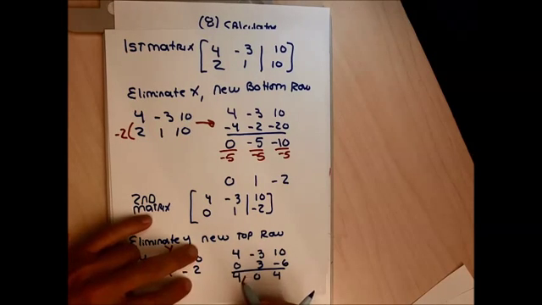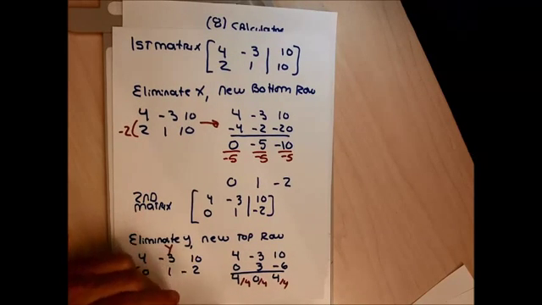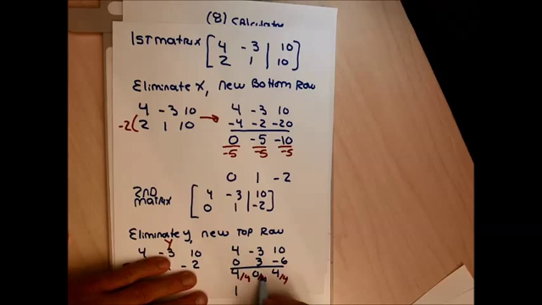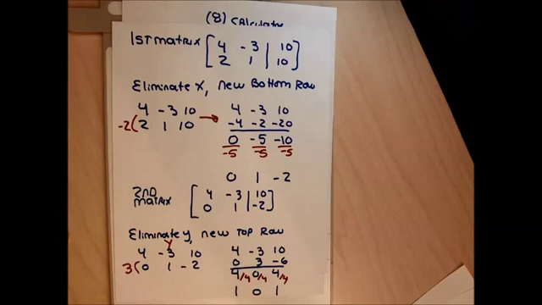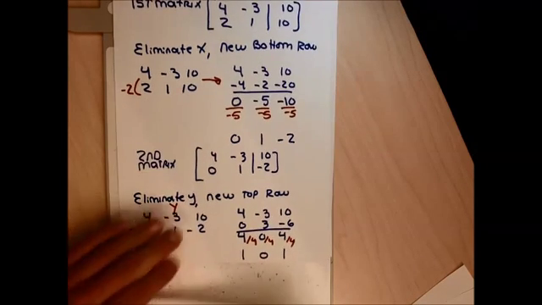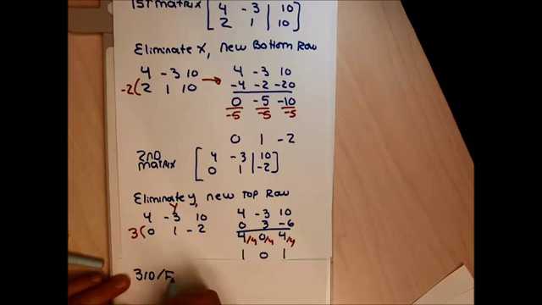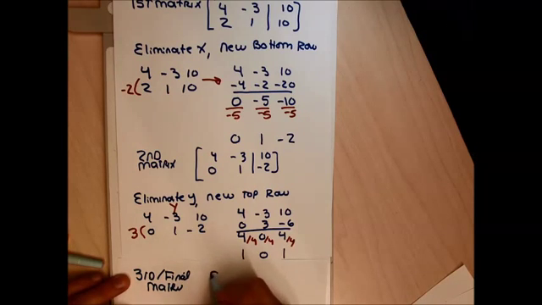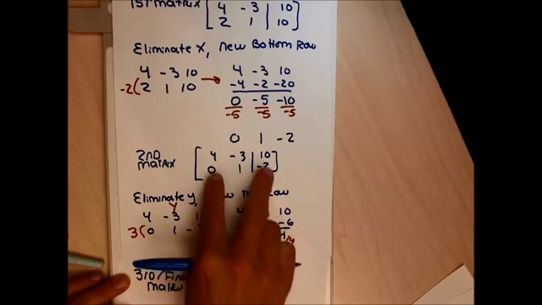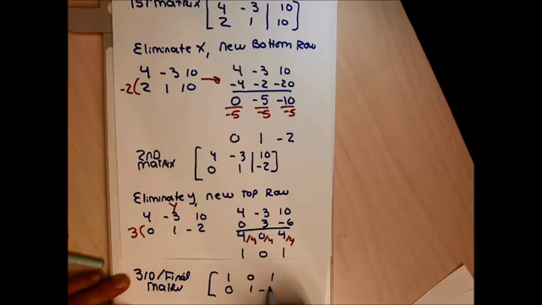I'm going to divide all these by 4. 4 divided by 4 is 1. 0 divided by 4 is 0. 4 divided by 4 is 1. I'm going to put that in my new top row of my third and final matrix. So, ready for my third and final matrix, its top row is going to be 1, 0, 1. Its bottom row is 0, 1, negative 2.